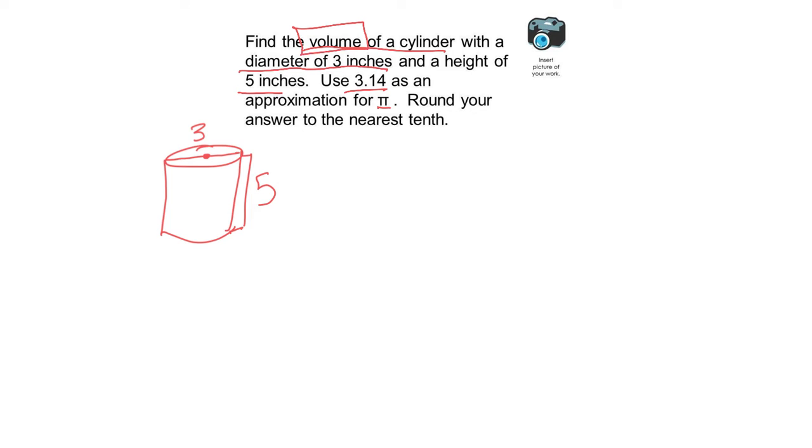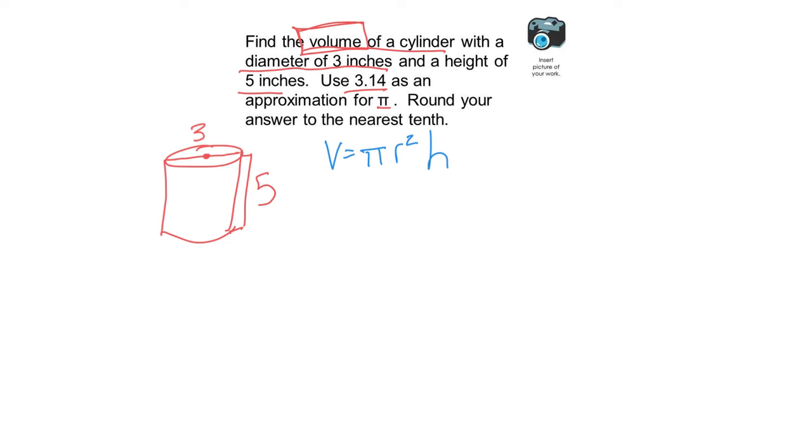So they tell me to look for volume. So it's the first thing I'm going to write. Hopefully you said to yourself, the first thing you're going to write is the formula. You always start out with your formula. That is your basis. Volume equals pi r squared h.